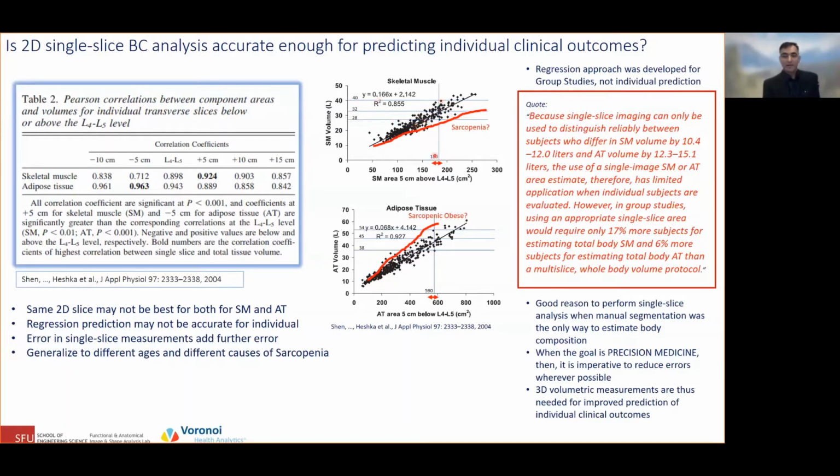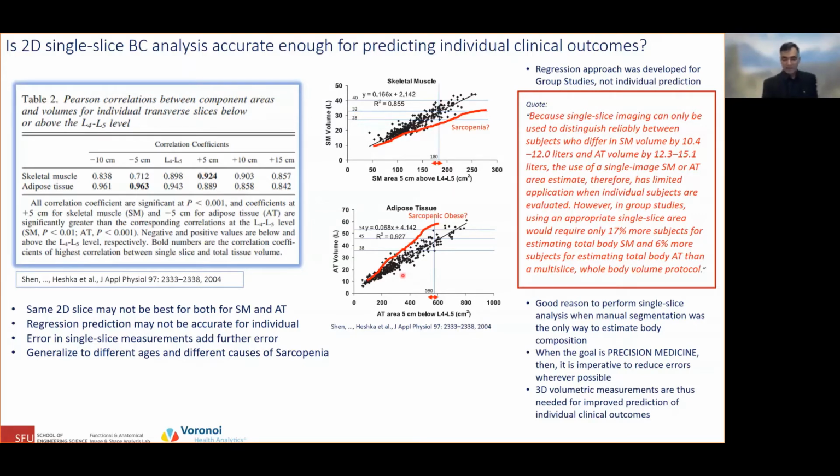So the prediction for the individual, if the actual skeletal muscle volume is 28 liters, is off by 4 liters. 4 divided by 28, 1/7, is about 14%. If the individual is actually at 40, the error is about 8 liters. 8 divided by 40, 1/5, is 20%. So we have an error of 10 to 20% in the individual prediction from these regression equations. The same analysis works for adipose tissue, as shown over here.